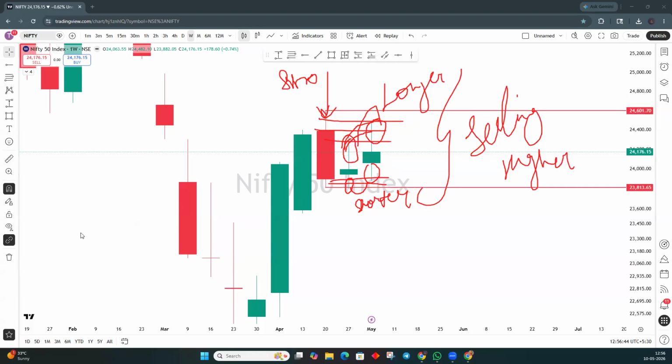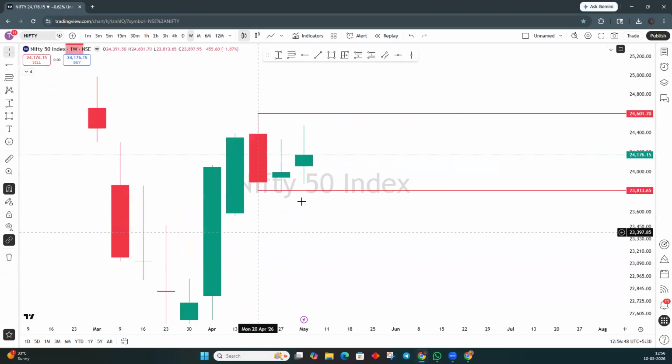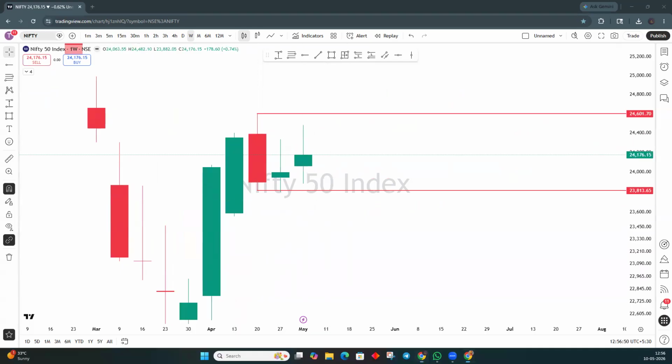I hope you understood by this point. Means overall the dominance is of sellers, still we can see some buying side. So here there is a tough fight. It means a tough fight is going on from both levels, upside and downside.